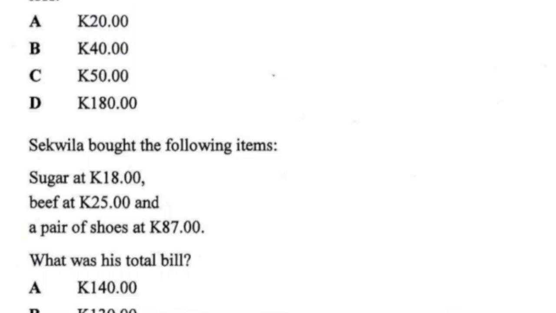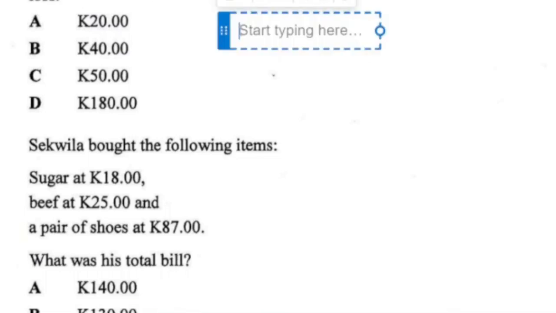Mr. Tokozani bought a small radio at 100 kwacha and later sold it at 80 kwacha. Find the loss. Okay, so this one is so simple. Mr. Tokozani bought the radio at 100 kwacha, and then he sold it at 80 kwacha. He bought it at a higher price and sold at a lower price. So meaning we are going to subtract, because we want to find the loss he made.